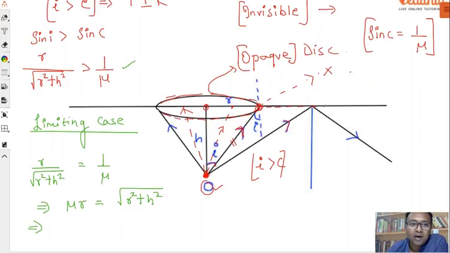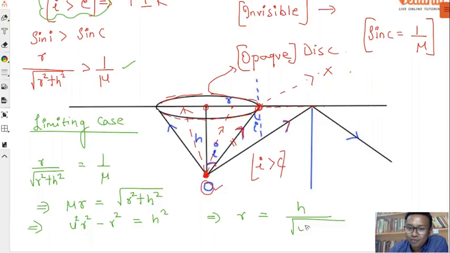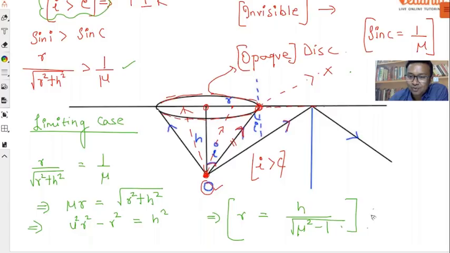Now it's simple solving, students. What was important here was this concept, that the angle of incidence is greater than the critical angle. If you solve it, you get mu square r square minus r square is equal to h square, which implies r is equal to h divided by root over mu square minus 1. Clear? So this is the answer to this particular question. I hope everyone has understood the basic logic behind this. This was the fundamental logic that you need to remember.